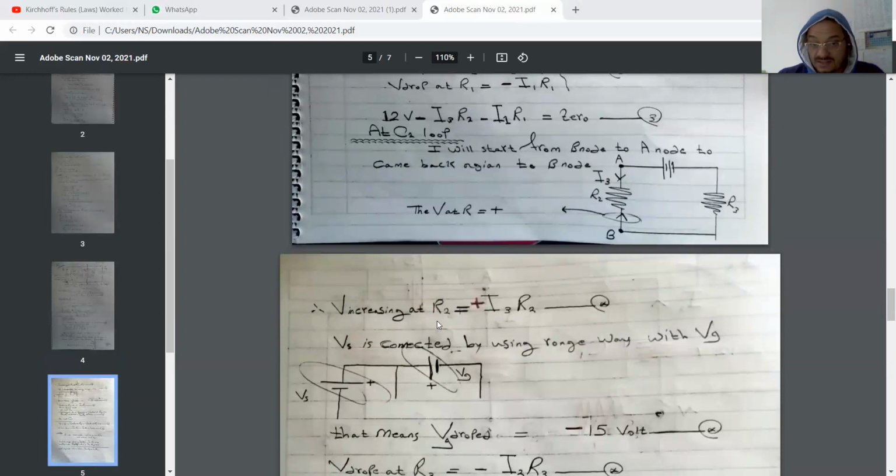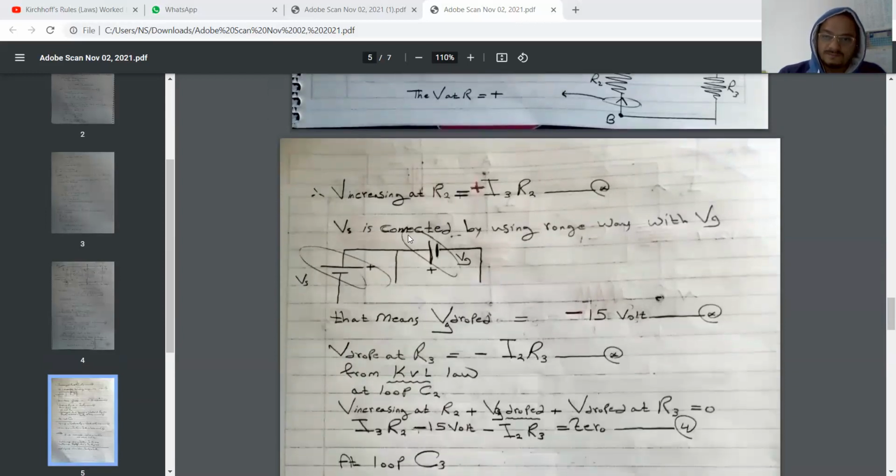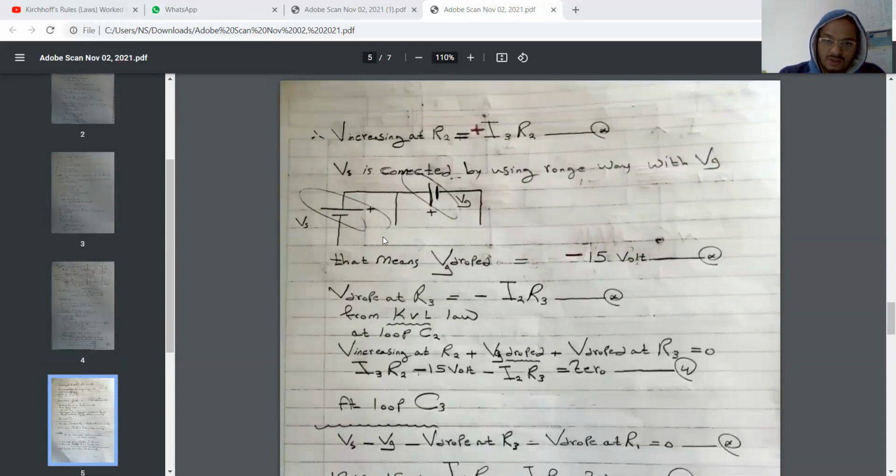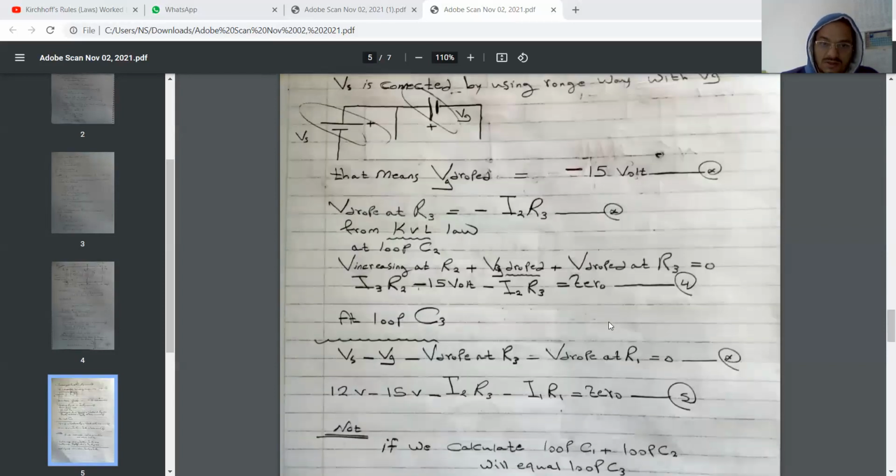The voltage increase at R2 will equal I3 R2. The main equation here will be I3 R2 minus 15 volts VG. Here the VG will decrease from the positive to the negative terminal, because of that I write it as minus VG, minus the drop at resistance 3 equals 0.